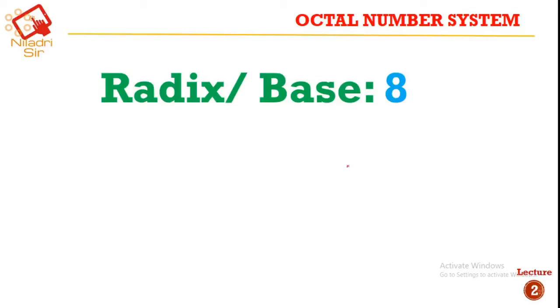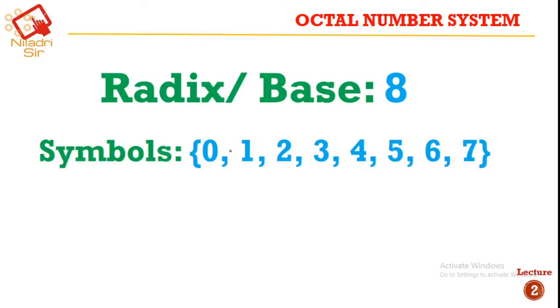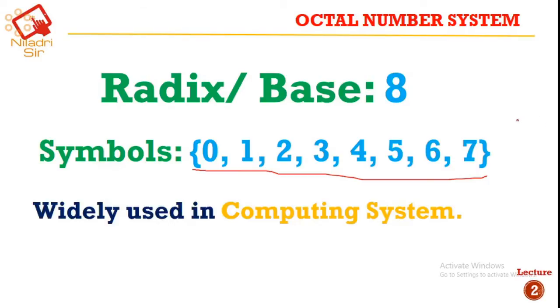Next comes the octal number system. In the octal number system, the radix or base is 8, that is, from 0 to 7: 0, 1, 2, 3, 4, 5, 6, and 7. As you can see, a total of 8 digits are there. All numbers can be represented using these 8 digits. It is basically used in computing systems.